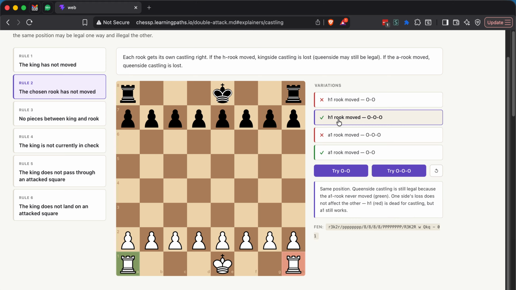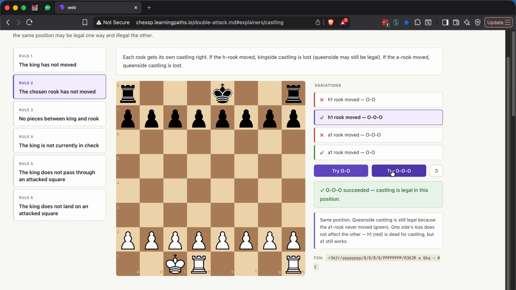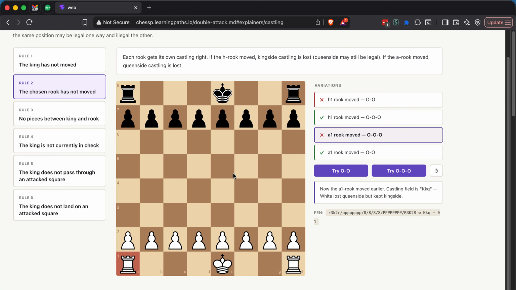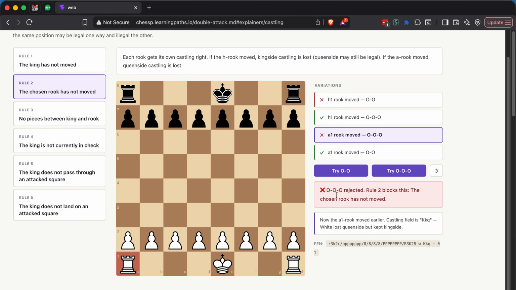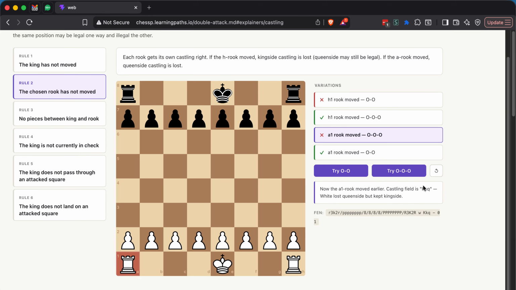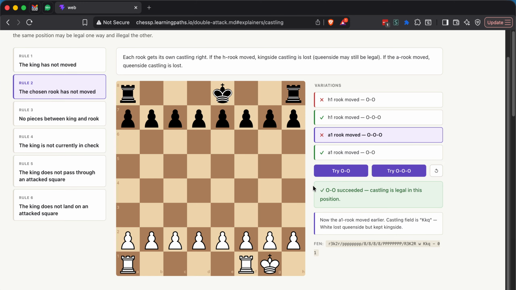Now here let's consider the h1 rook has moved. Since a1 has not moved, we will still be able to do the queen side castling. Similarly, if the a1 rook has moved, we will not be able to do the queen side castling, but at the same time we will be able to do the king side castling. So these are the two rules which cover the basics.